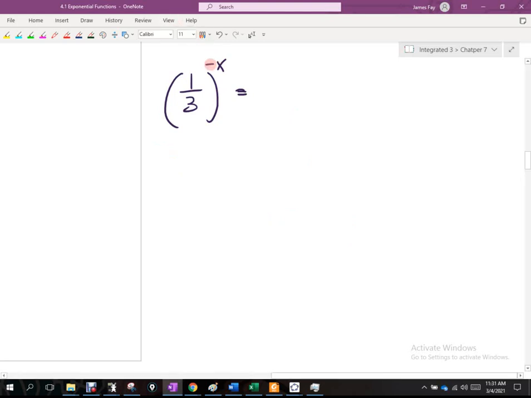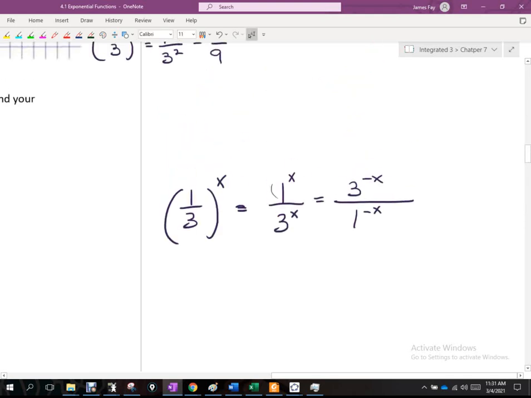Actually, no, let's do it this way. This is fine. Let's take this and leave it as x. Let's go 1 to the x over 3 to the x. Okay? Now, this is going to seem kind of weird. But I'm going to take this and I'll put it down here in the denominator. What do I need to do to the exponent to put it down there in the denominator? Make it negative. And we'll do the same thing to this. I'll move it to the numerator. So what do I have to do with that exponent? Make it negative.